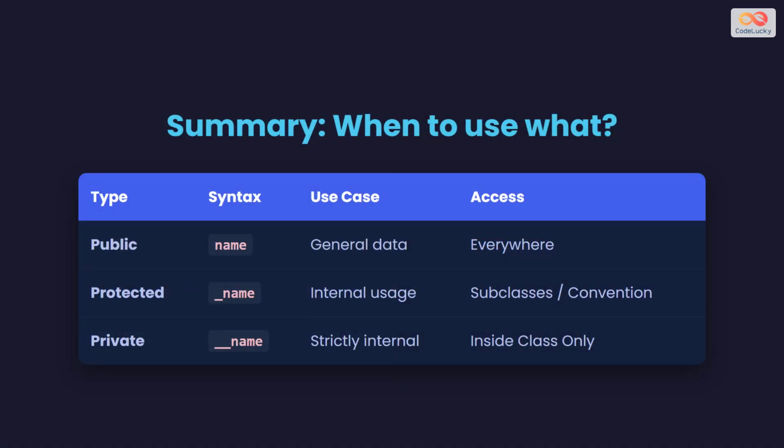To summarize, use public members for general data you want exposed. Use protected members with a single underscore for internal logic or data shared with subclasses. And use private members with double underscores for data that is strictly internal to the class logic. Understanding these distinctions is key to writing robust and professional Python code.